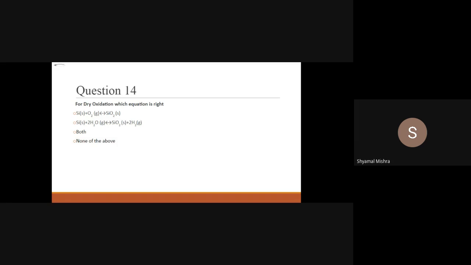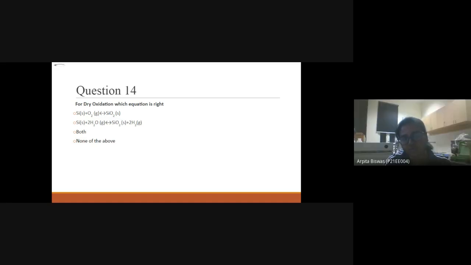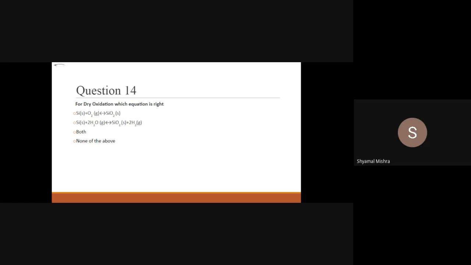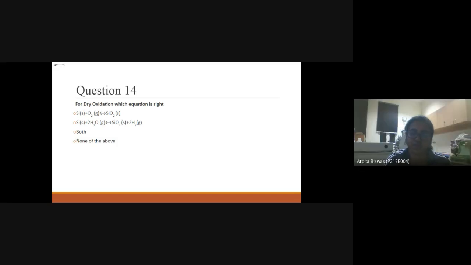In dry oxidation, ma'am, we are using reagent or chemical which is in dry state. And what about the wet oxidation process? In wet oxidation, we are using chemicals in a liquid condition. Actually, it is not in liquid process. In wet oxidation, we are adding some water vapor. Okay, this is the main difference.